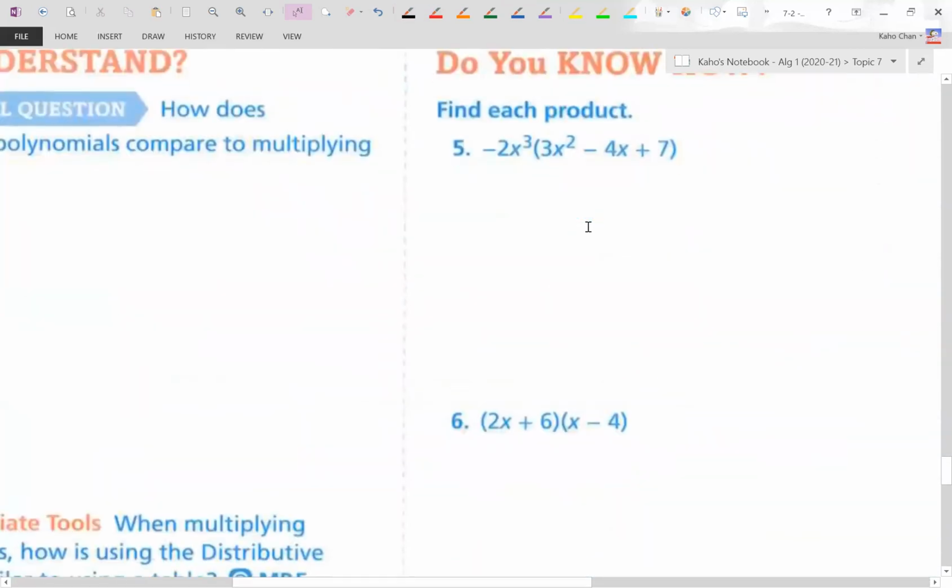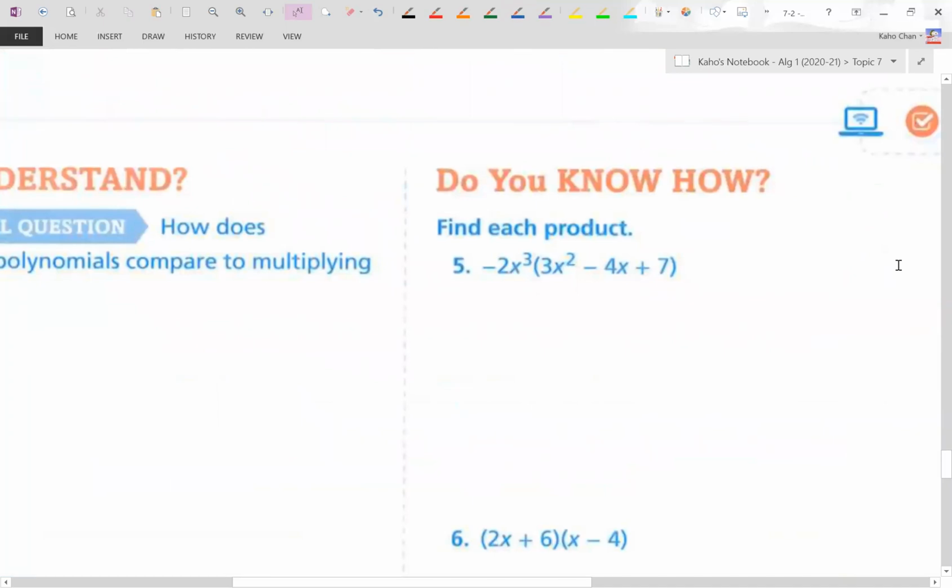All right, let's jump to number 5. Oh, look, it's a monomial times a trinomial. Let's draw a rectangle, right? So the distributive property. Let's clean it up.